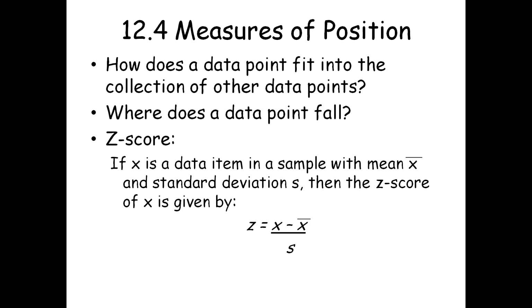In section 12.4, we move into measures of position. How do individual data points, that is the X's, fit into the collection or the spread of other data points? And where does it fall? To calculate this, we consider a number called the z-score. And in a normal distribution, we can calculate a z-score based on the sample mean and the sample individual value divided by the standard deviation.